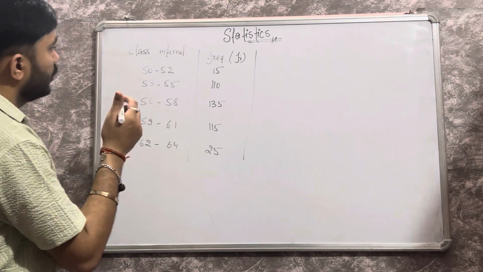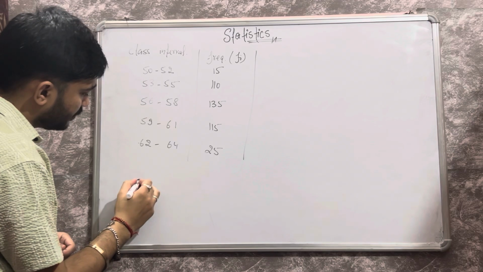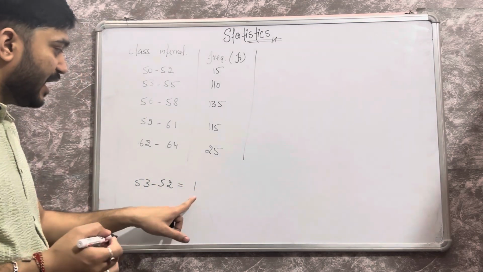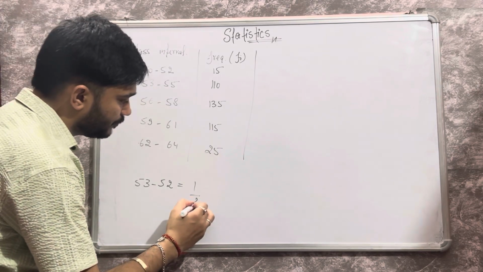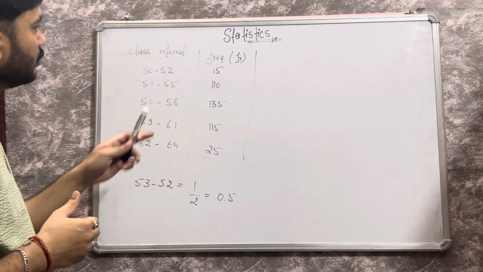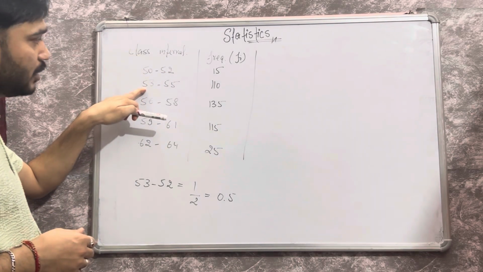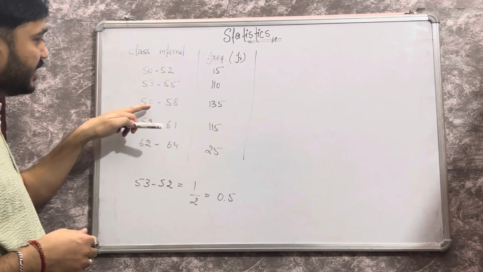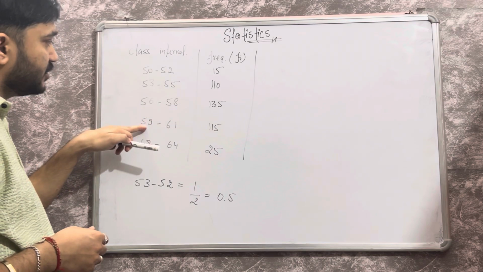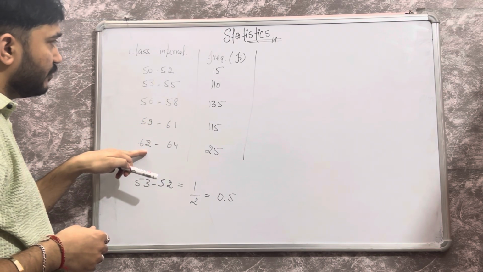So how are we going to do so? Look here. You have to find the difference between these two values. What is the difference between these values? That is 53 minus 52, which is equal to 1. Divide this value by 2, you will get 0.5. So what you are going to do? Add 0.5 here and subtract 0.5 from here.